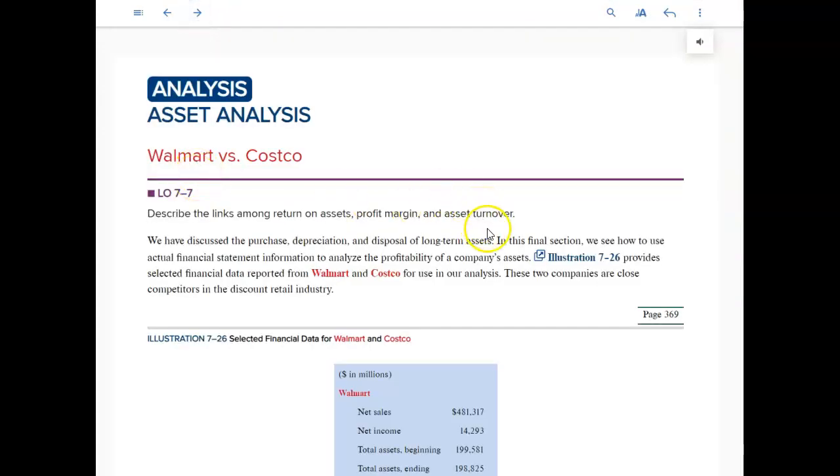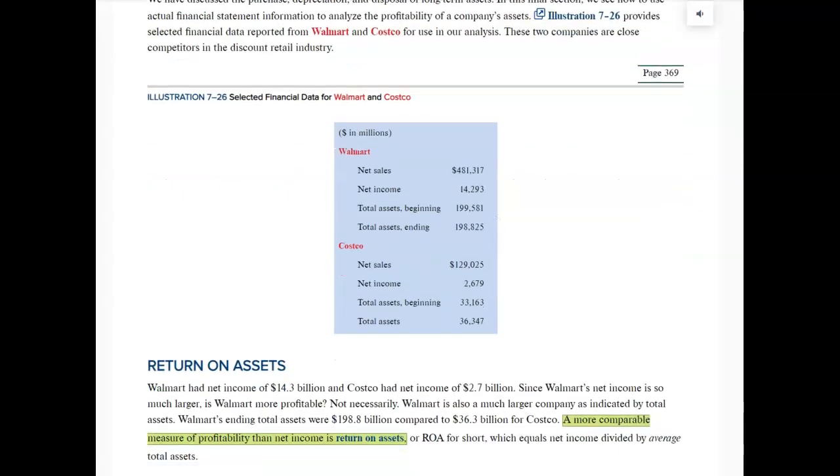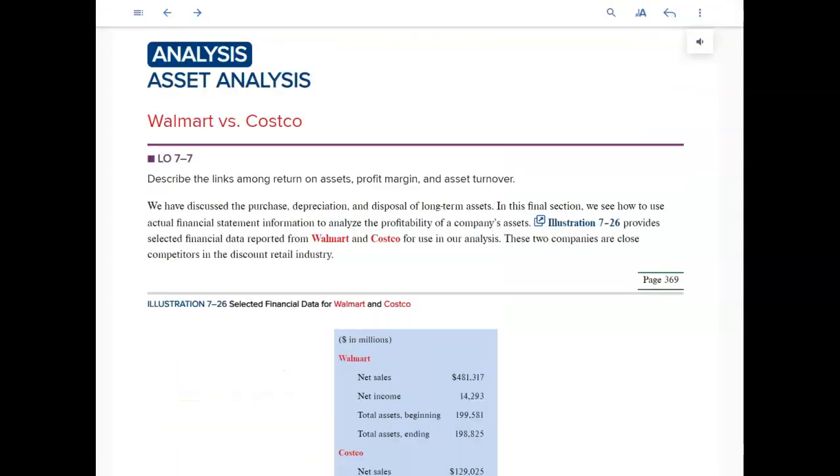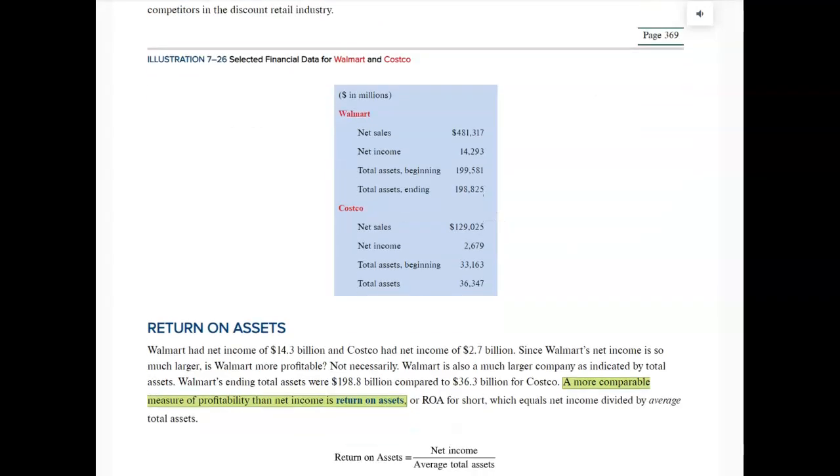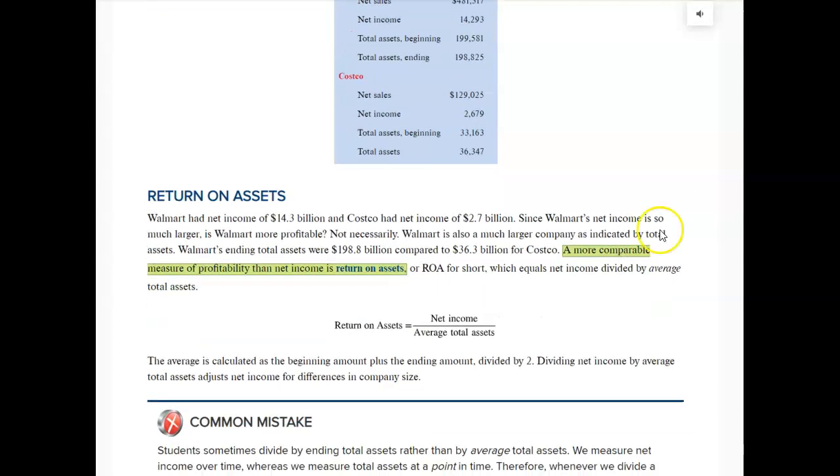Asset analysis. In this section, they're looking at Walmart and Costco. They're the numbers from the annual reports, I'm not sure what year, but a few years ago. And the first one here, return on assets. This is just trying to see how well you're using your assets to generate net income. And we're going to use average assets. We take the beginning of the year assets, end of the year assets, add them together, divide by 2, just a simple average. Divide that into net income, and this is the return on the assets you have invested in your company.